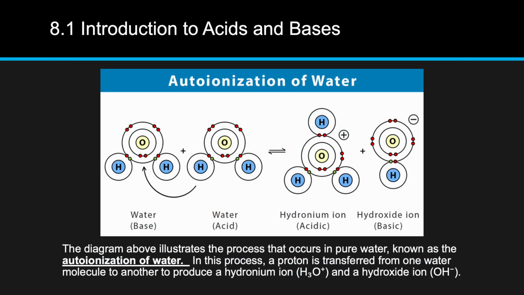So now let's connect this to what happens in pure water. Water can actually react with itself in a process that we call autoionization. That's where one water molecule donates a proton and acts as an acid, and another water molecule accepts it and acts as a base. And that is going to produce a hydronium ion, which is H3O+, and hydroxide, which is OH-. And that is why even pure water has both ions present, because it does partially dissociate into those ions.